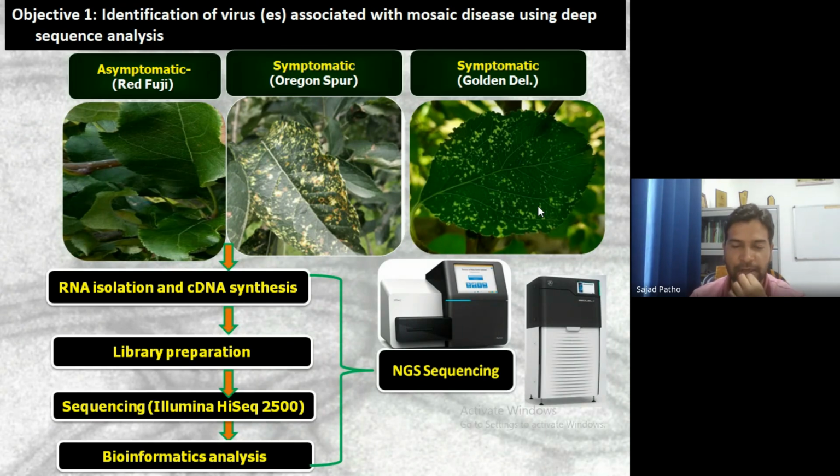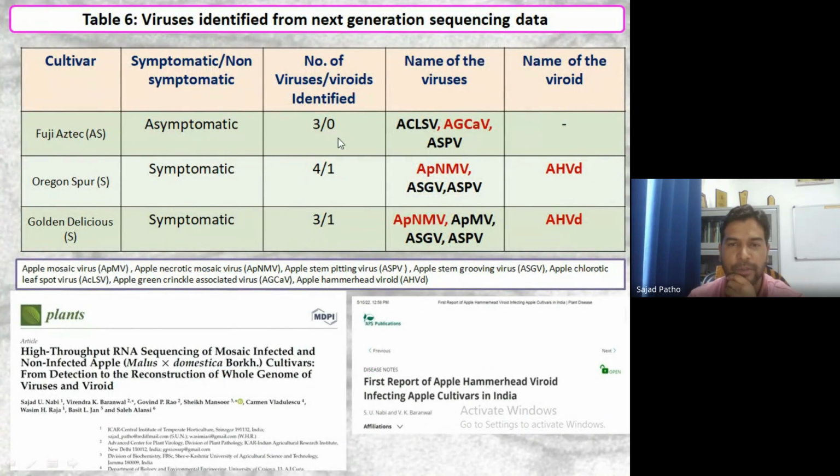But through this approach, next generation sequencing or RNA sequencing, we went for the sequencing of all these three samples. To our observation, in the asymptomatic plant we also got three viruses, though we would otherwise say this is asymptomatic, no symptom is present, so there shouldn't be any pathogen. But we could observe the chlorotic spot virus and apple stem pitting virus in that asymptomatic plant as well. So in perennial crops, we need to be cautious about these viruses.